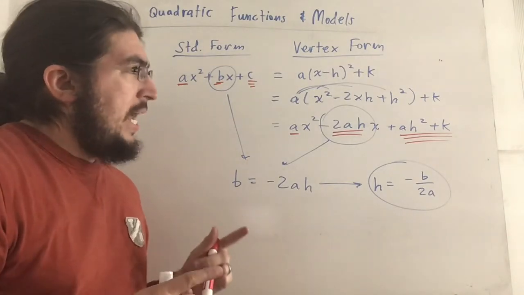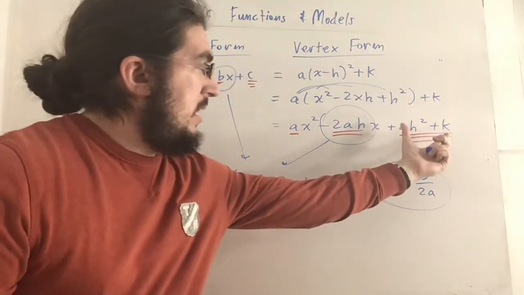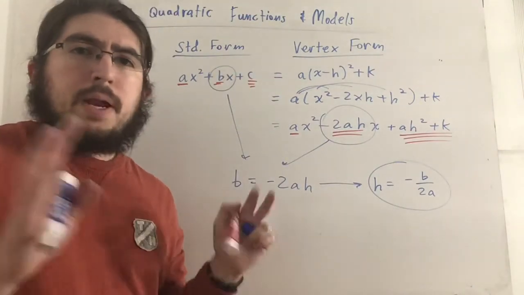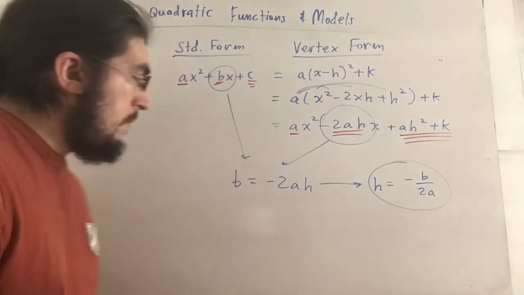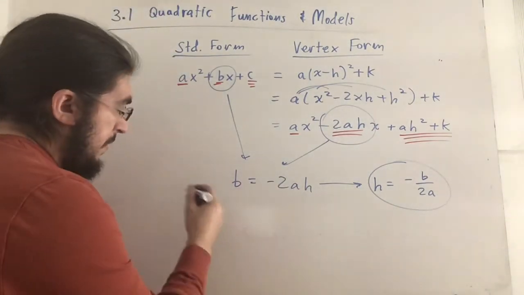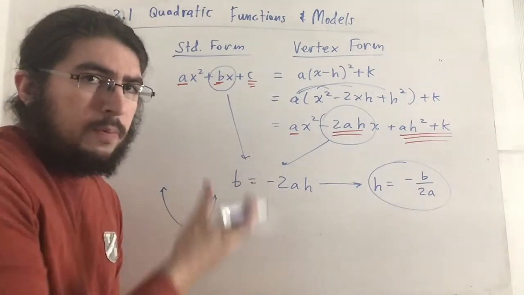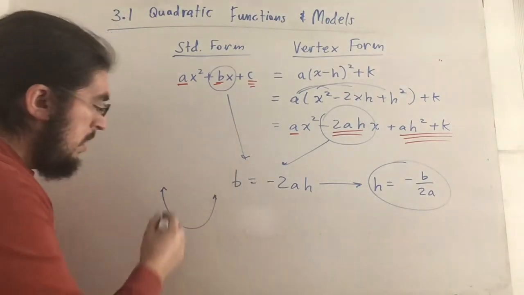Now, how do we find k? Well, notice if you set this equal to c and then solve for k, you can find an equation for k. But I'm not going to worry about that. And the reason why I'm not going to worry about that is because of the following. Any point on a parabola, just for instance, let's say it's an upward parabola, but it doesn't matter, it could be downward.